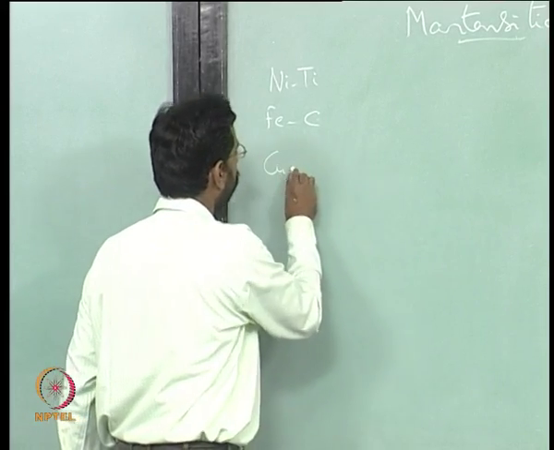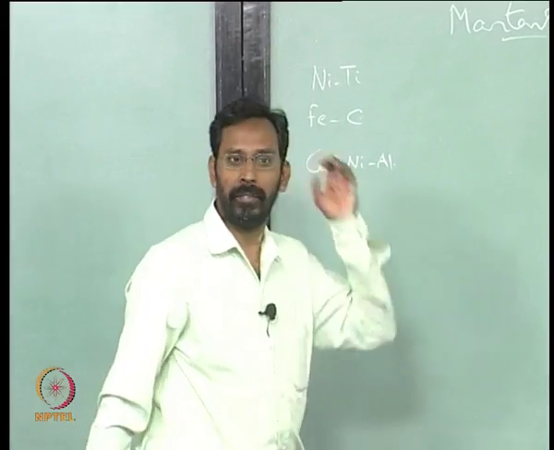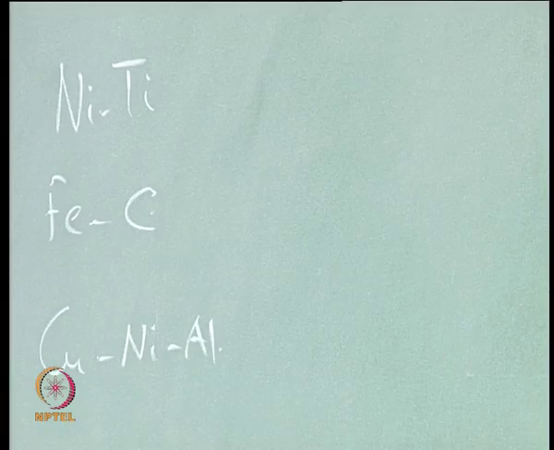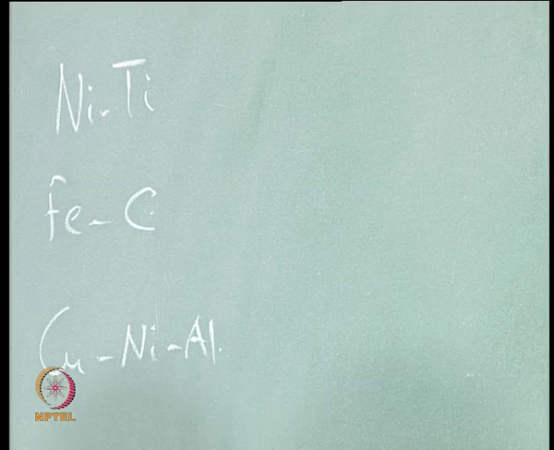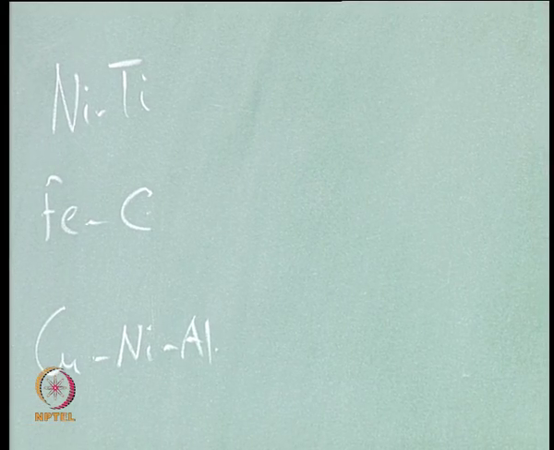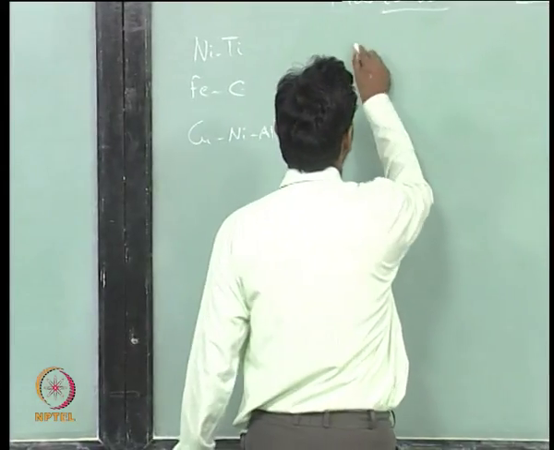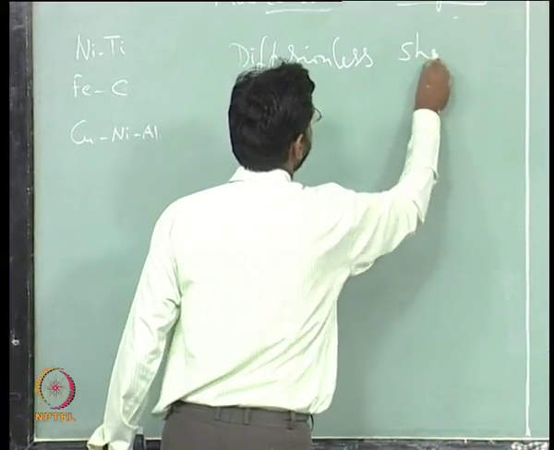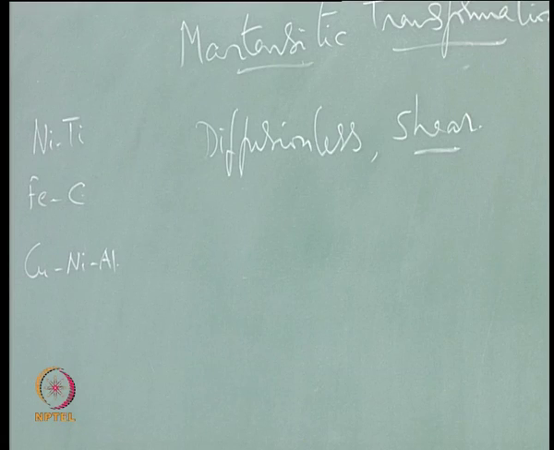Even in copper nickel aluminum kind of alloys or copper zinc aluminum kind of alloys, there are a number of copper based alloys where you see, for example, copper zinc also, Martensite formation when you quench it from high temperatures. So all these can be grouped basically into one class of transformation, which we call a Martensitic transformation, where you have a diffusionless shear. It is a diffusionless transformation, and it is a shear transformation. Let us see, many of you know it. Let us see how this shear takes place.